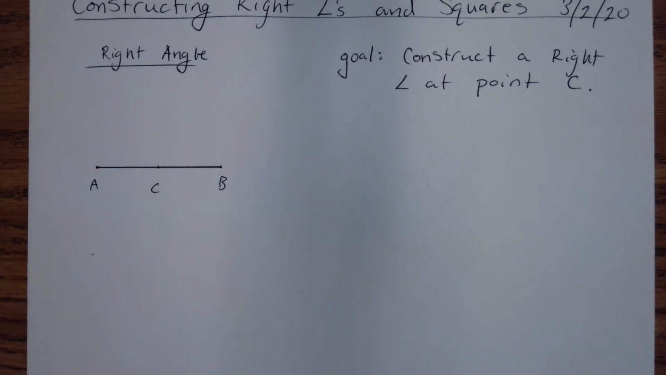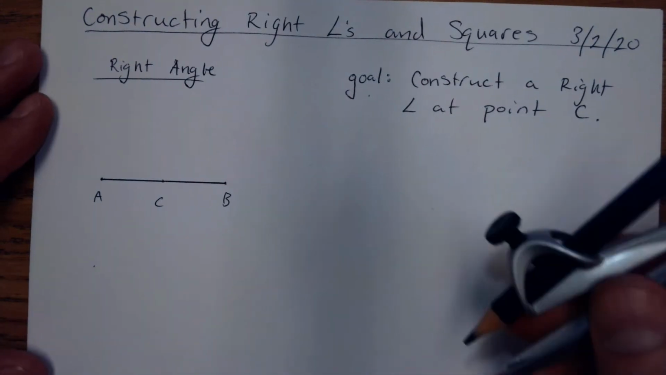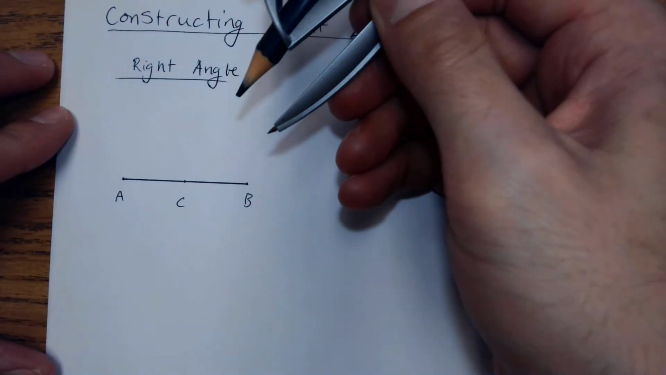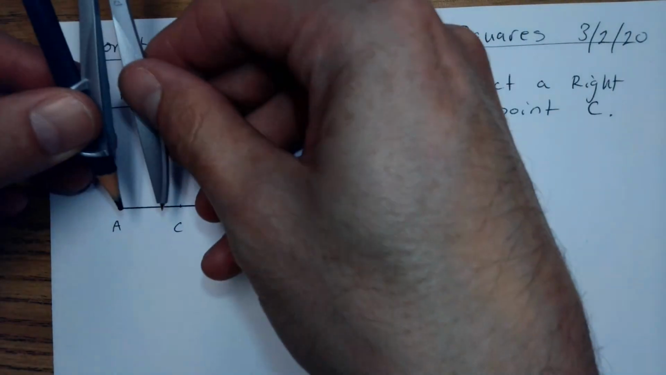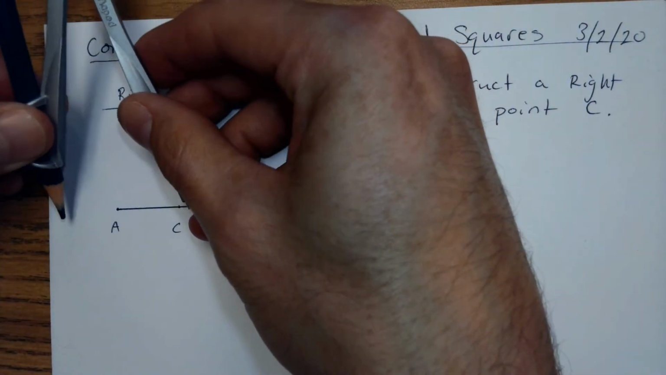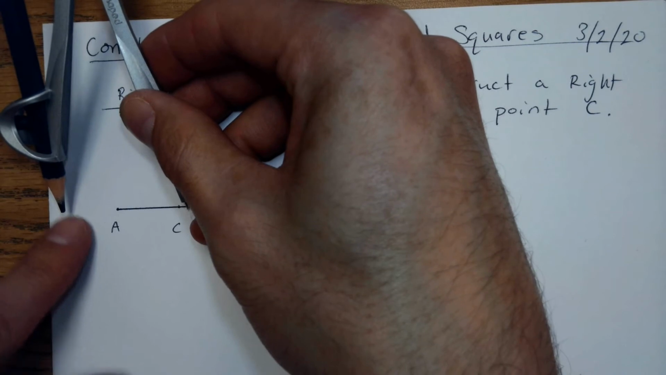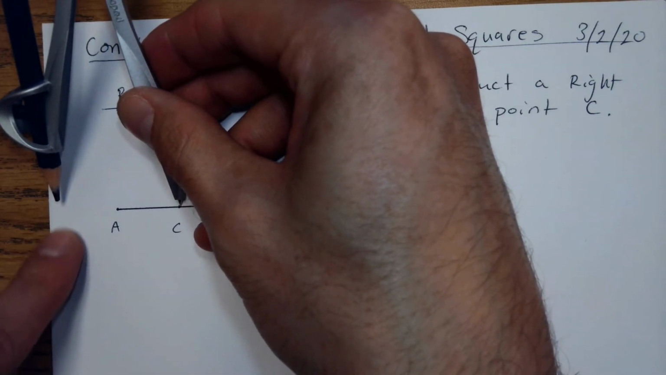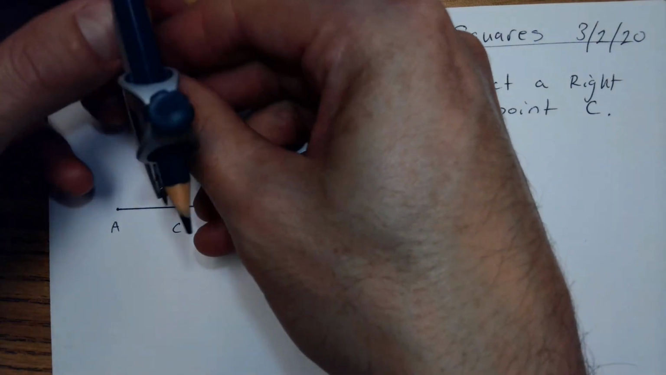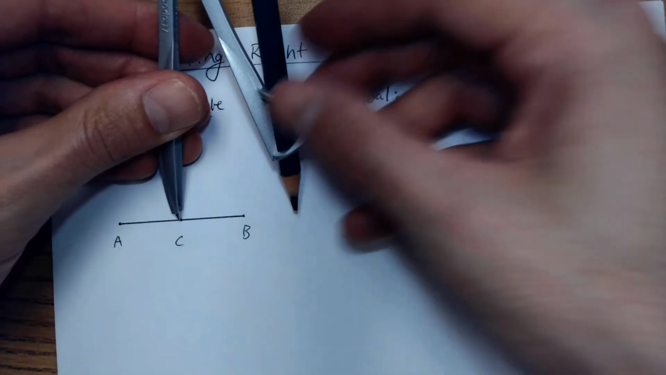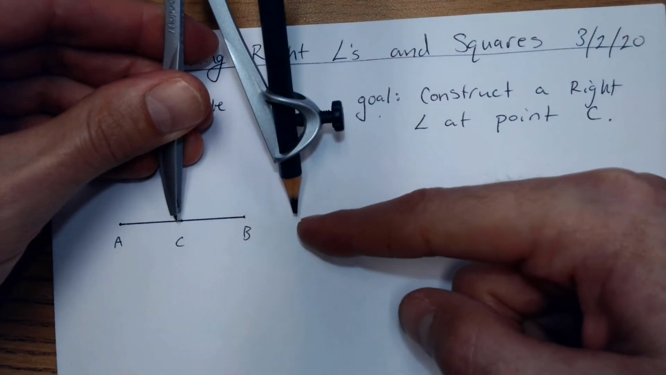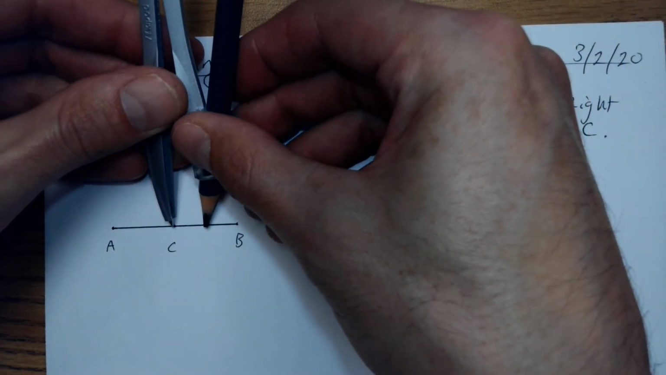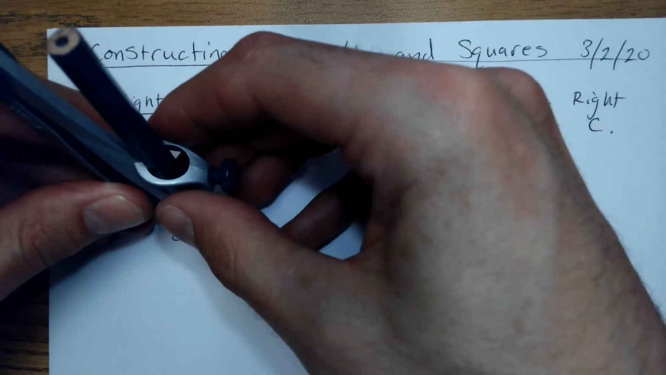What you're going to do is put the pointy end on point C and make it small enough so that you don't draw outside of your end point. So this is too big because I'm drawing outside of my end point. I want it small enough so that I draw on the inside of my end point. You're putting down the pointy end.